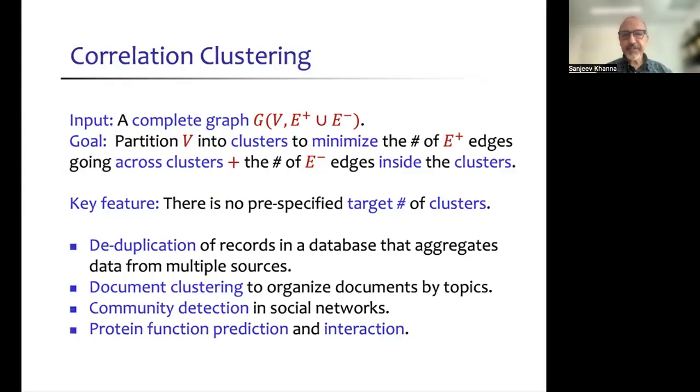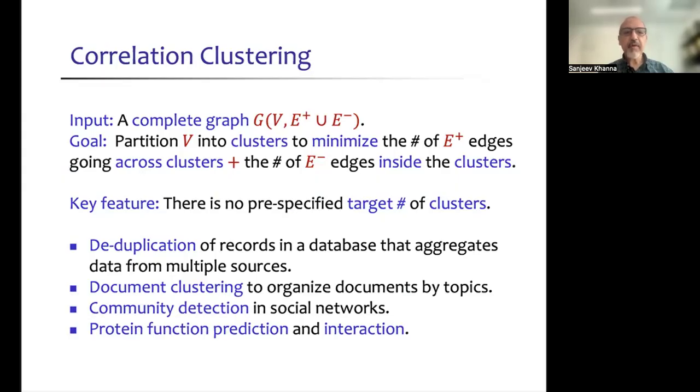An important feature of this formulation is that there is no pre-specified target number of clusters. This information in this formulation is meant to be revealed by the intrinsic properties of the input data that's being clustered. Okay. So since the introduction of this particular formulation, correlation clustering has found many applications and has been extensively studied.